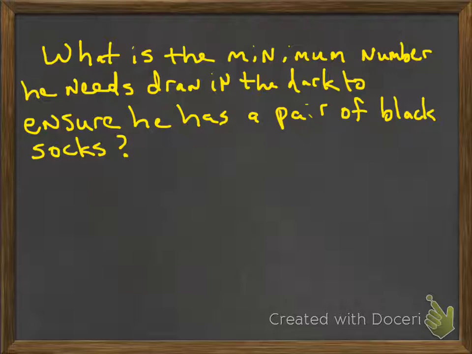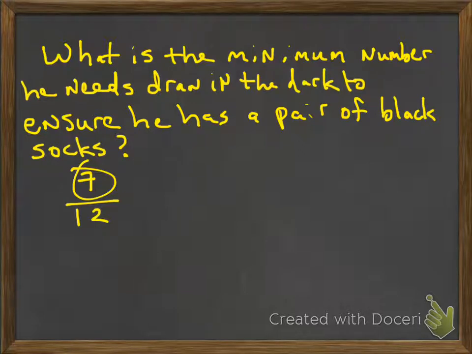he needs to draw in the dark to ensure he has a pair of black socks? So now you're saying, okay, look, I've got 3 whites, 4 brown, and say 5 black. What is the minimum number I have to draw to make sure I have a black one, if I could not for some reason see it? Well, if you think about it, there were 7 out of 12 that could be not black. So he could draw, in theory, possibly, not likely, 7 socks in a row and none of them be black. He could keep drawing white and brown by accident.